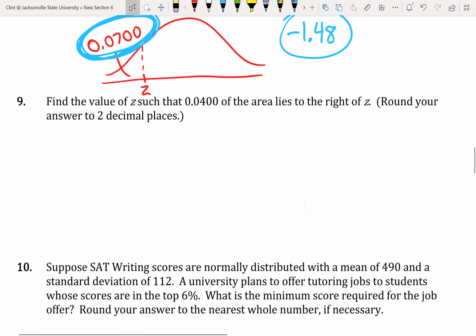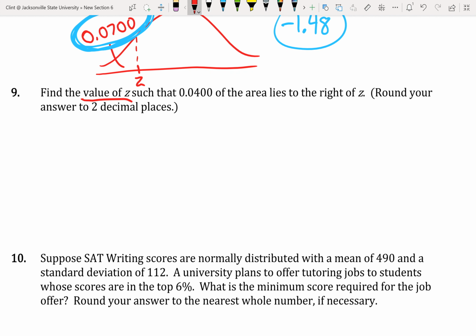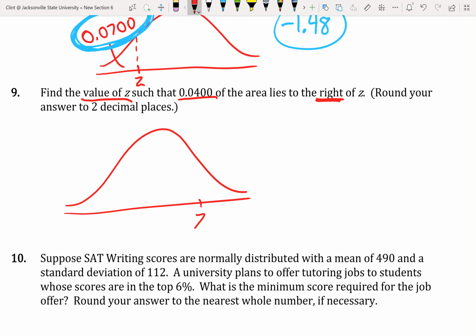Number 9, same type of problem. I want to find the value of z such that we have this area. This time it is to the right of z. So if we make a little sketch, we've got a z over here, and we want this area of 0.0400 to be to its right. Okay. And remember, this keyword here tells us we can do the opposite.